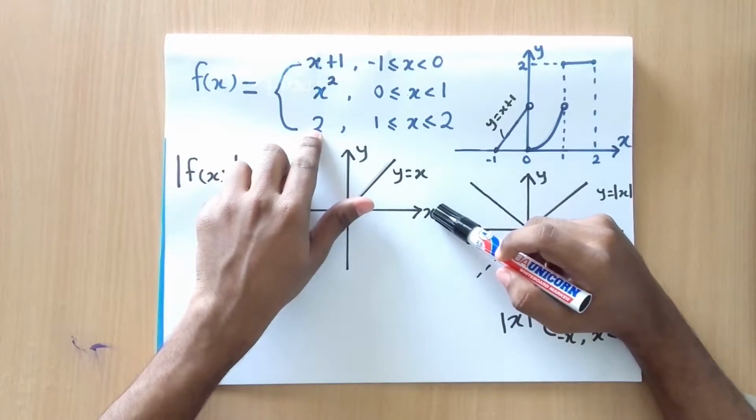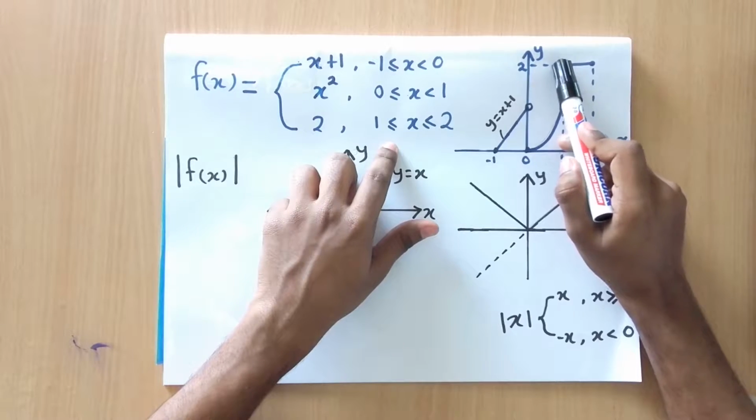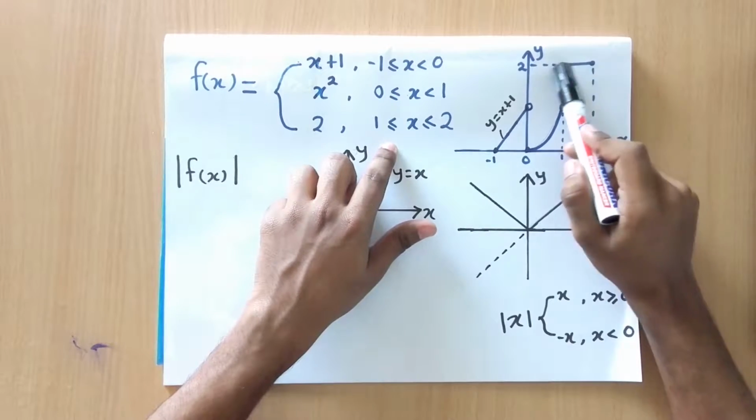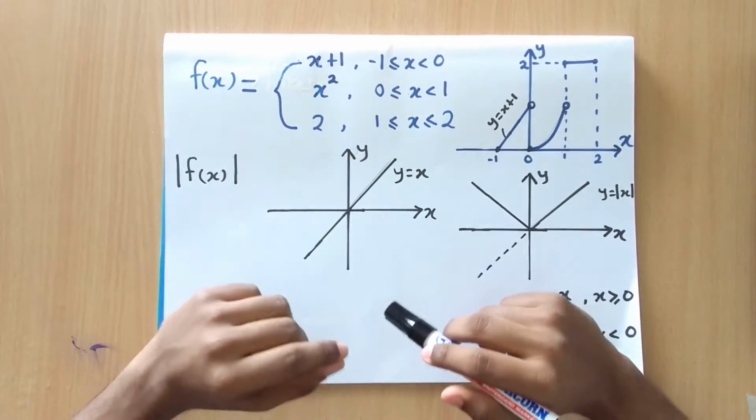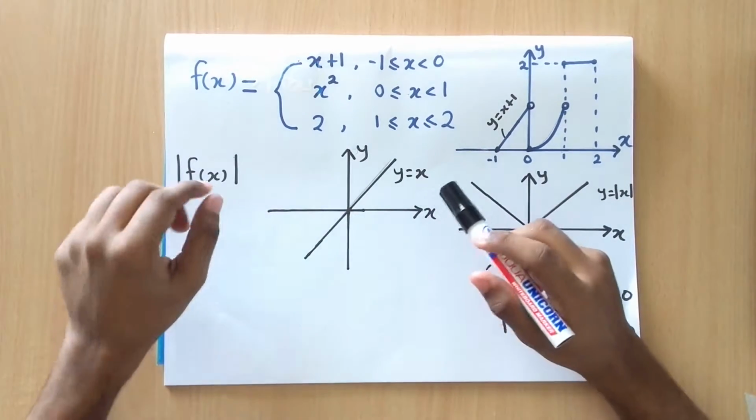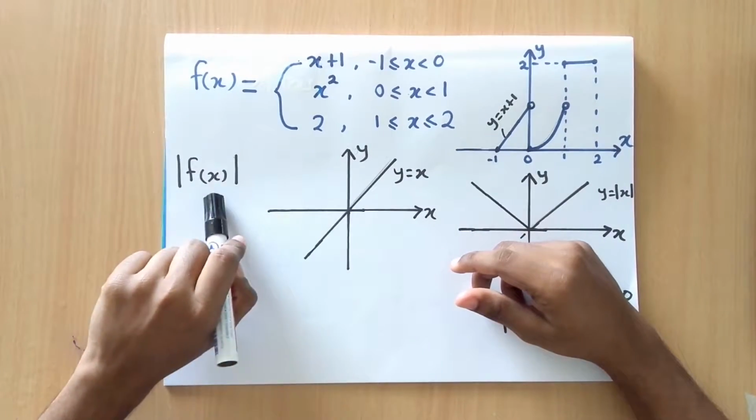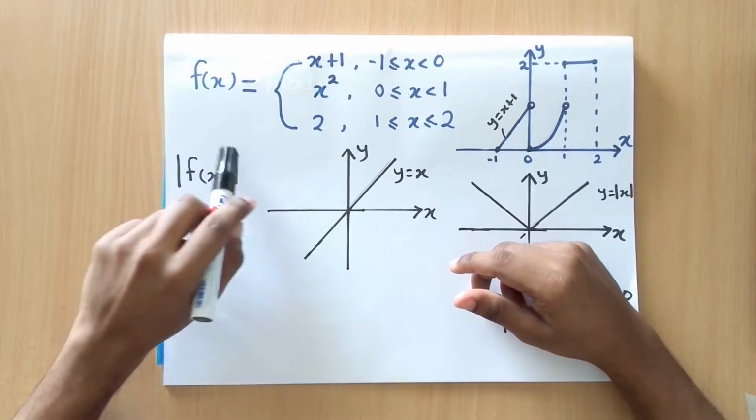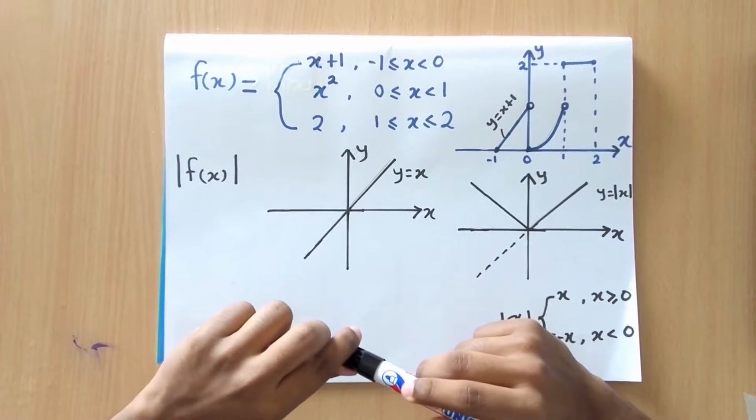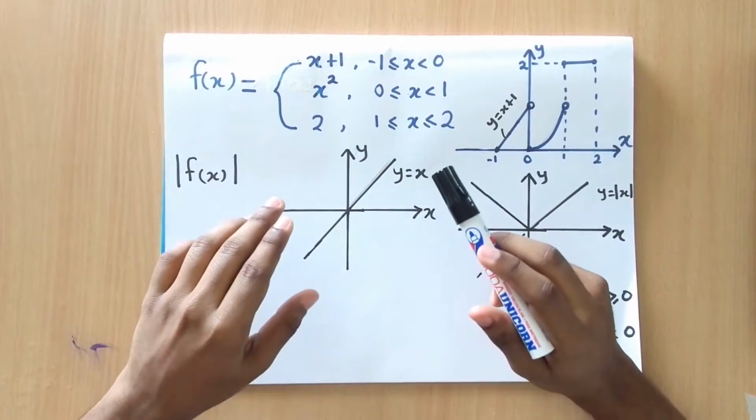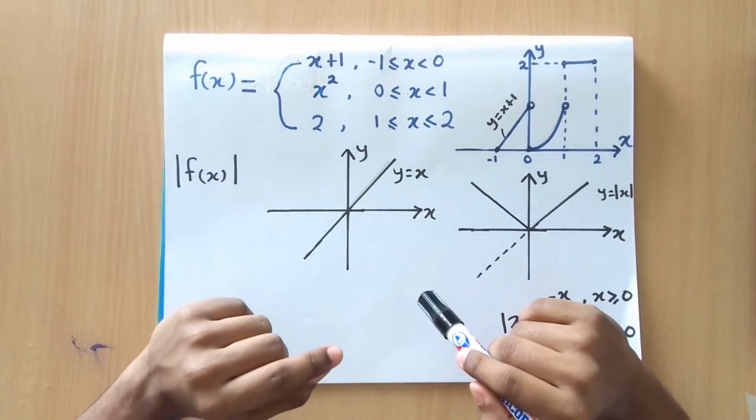f(x) equals 2 is basically a constant function and can be graphed as a straight line as shown here. Next, let's see what a modulus function is. The modulus of f(x) is denoted as shown here, f(x) within these two lines. In a modulus function, the range, or in other words, the y values are always positive.